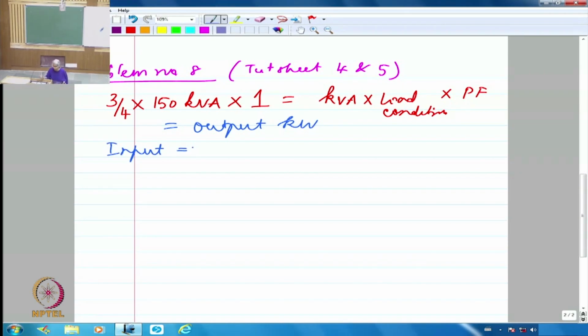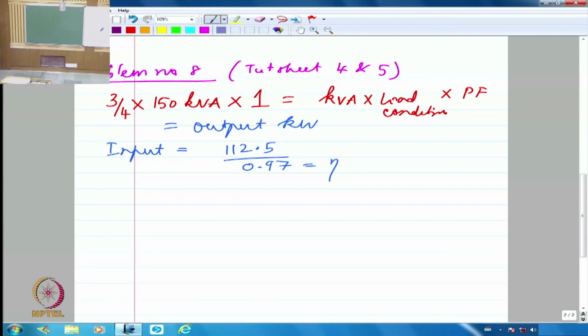will be, so 150 multiplied by 0.75 is how much? Can any one of you tell me? I remember that as some 112.5 or something. That's what I remember from what I calculated. So it is 112.5 divided by 0.97. This is the efficiency. So this will be the input power. Whatever is the output divided by efficiency will give me the input power.